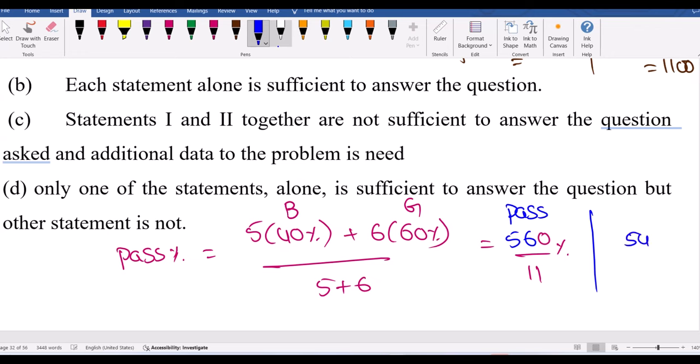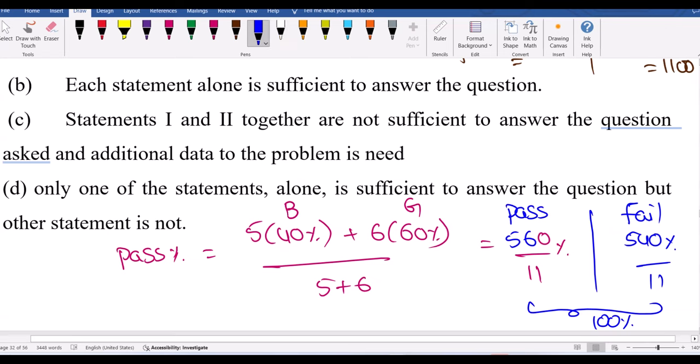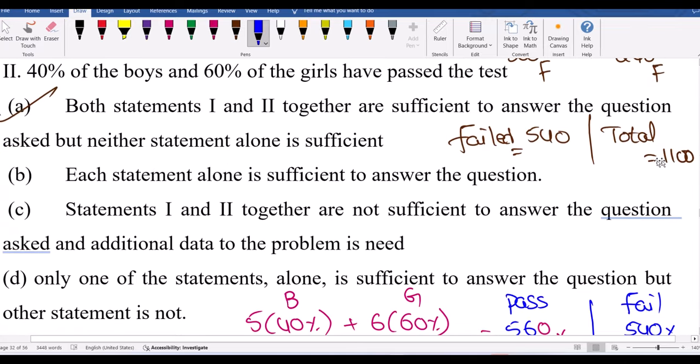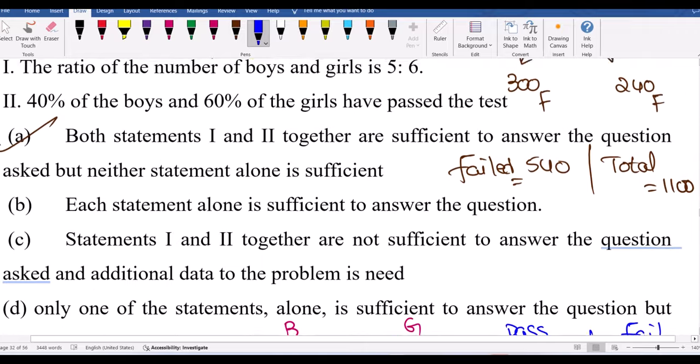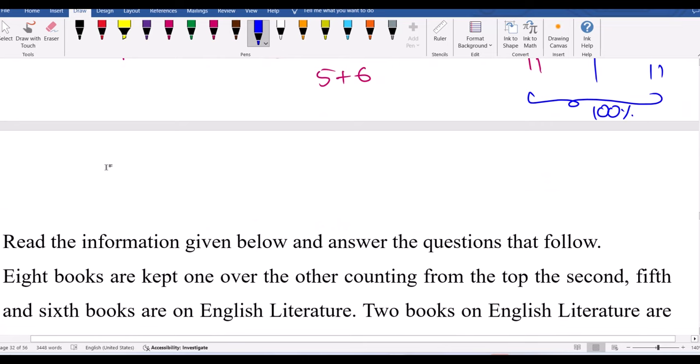540 divided by 11 is fail, because adding these two, 100% will come. Pass plus fail is the total, 100%. 560 plus 540 is 1100. 1100 divided by 11 is 100%, the total will come. You can see 540 divided by 1100 into 100 percentage, the zeros will cancel. Divide by 11 only. So put together sufficient, not alone, not alone.